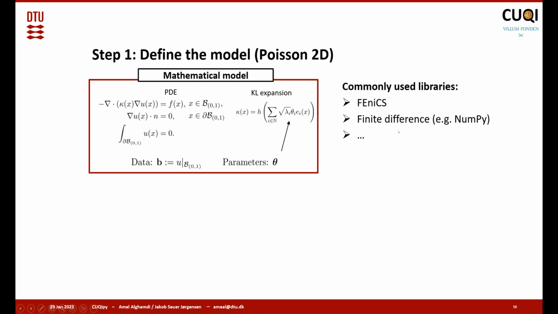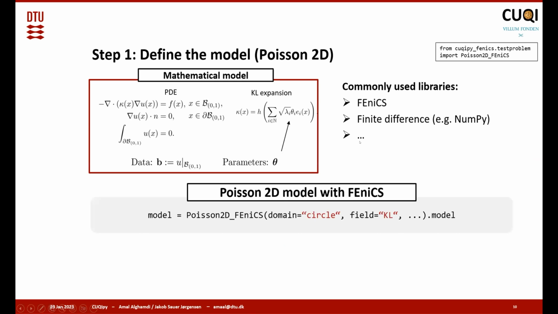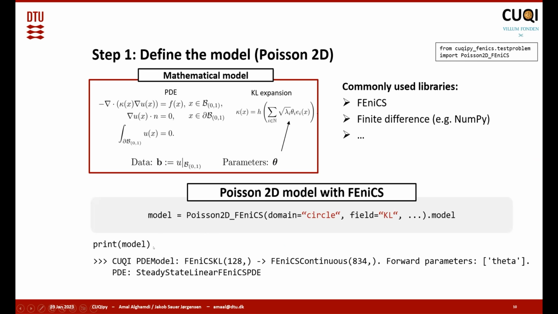And there are also third-party libraries to compute PDE models and solve them, for example, FEniCS. And here we have an integration between CUQIpy and FEniCS, where we can access, for example, some simple or already set up problems. For example, Poisson 2D FEniCS, and specify the domain type and some other parameters like the parameterization of the Bayesian parameters, etc. And when we print this, we get a similar thing to the previous CT model. It will tell us that this is a PDE model, maps the KL domain to a continuous FEniCS function range. And will tell us that the parameter here is called theta.